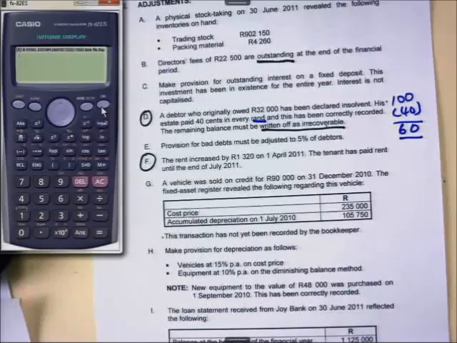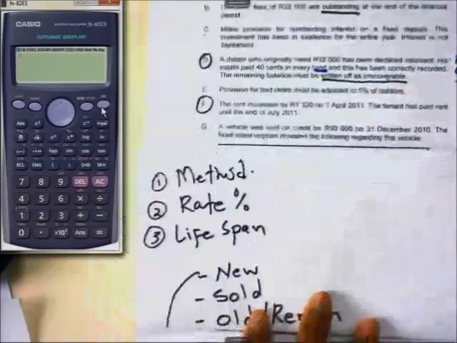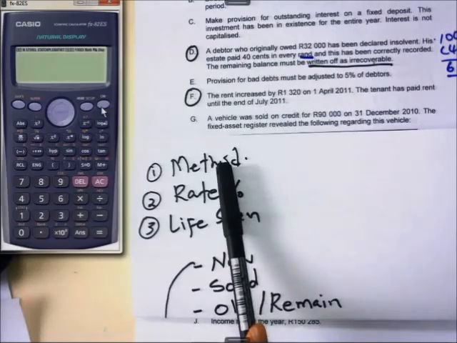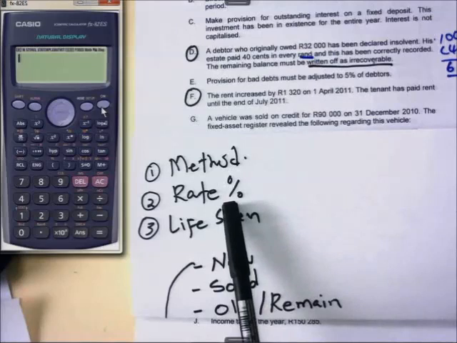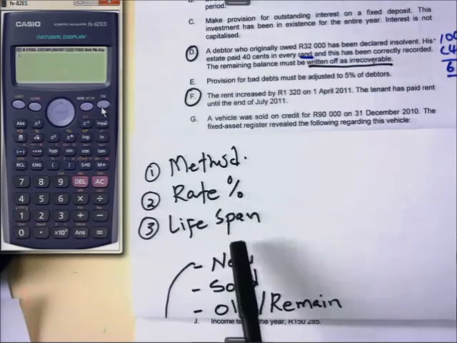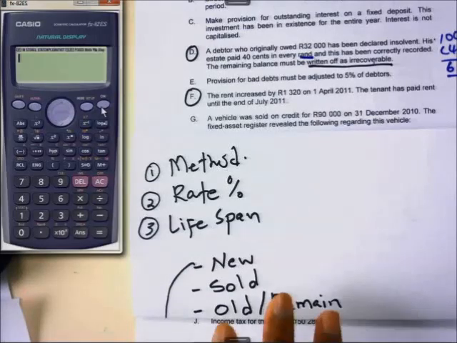Remember, when we dealt with the note to the fixed assets, we calculated depreciation, and we said these are some of the things you must check. When you calculate depreciation, you must check the method, the percentage rate of the asset, as well as the lifespan. And we also said you are going to calculate depreciation on the new asset, on the sold asset, and on the old or remaining equipment separately. So let's check.